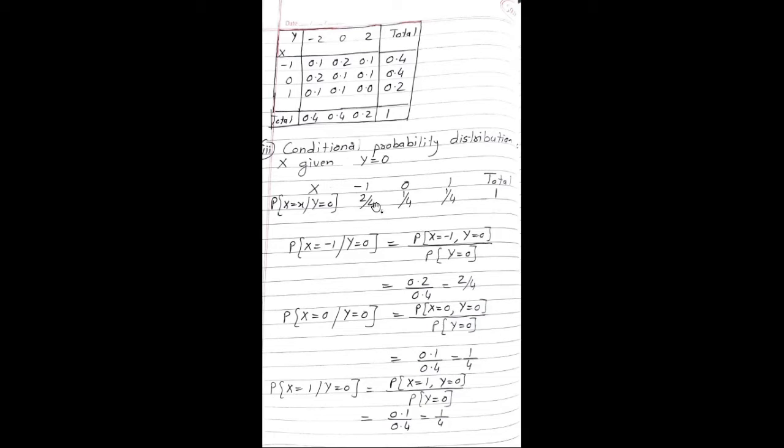Next, probability X is equal to 0 given Y is equal to 0 is equal to probability X is equal to 0, Y is equal to 0 divided by probability Y is equal to 0. For X is equal to 0, Y is equal to 0, the probability is 0.1. So 0.1 divided by marginal Y is equal to 0, which is 0.4. So 0.1 upon 0.4. The answer is 1 upon 4.